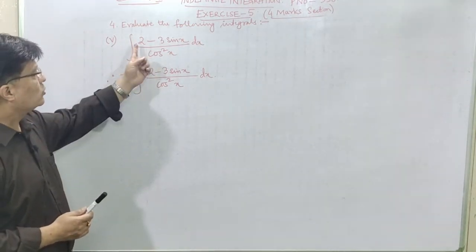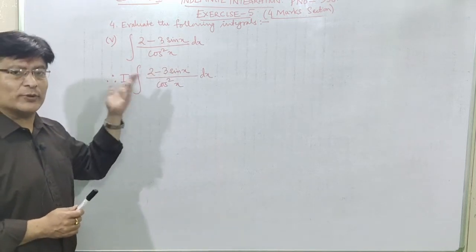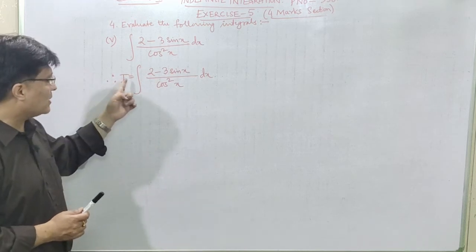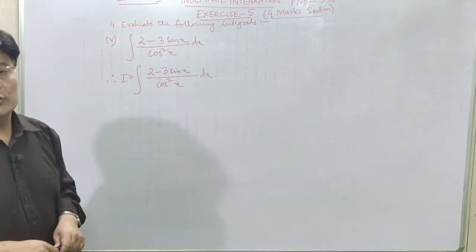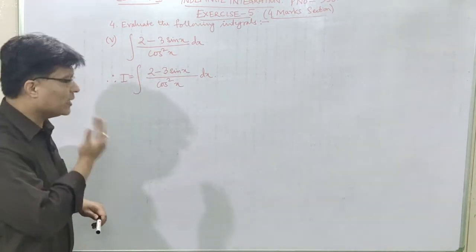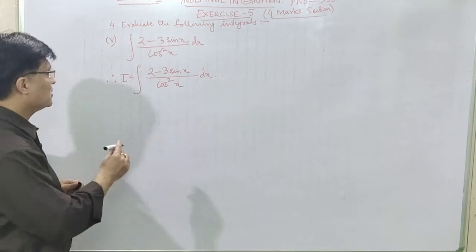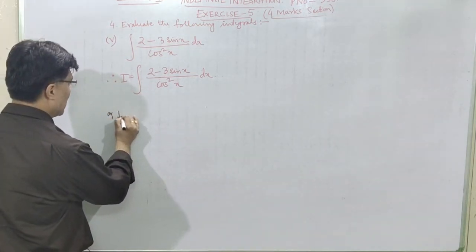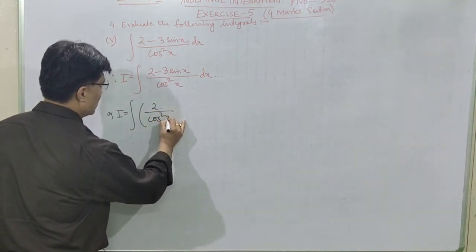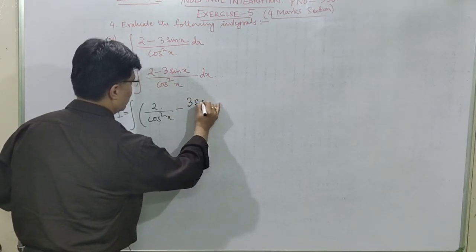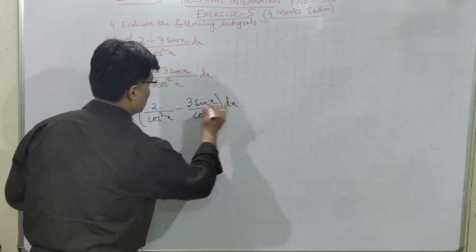You have to integrate (2 minus sin x) divided by cos square x dx. So let us write I is equal to, that means we are integrating it. So capital I is equal to integral of (2 minus 3 sin x) divided by cos square x dx. Now in this case, using the separation method, you have to separate the term here. So let us separate the term here, or I is equal to integration of, within bracket, 2 by cos square x minus 3 sin x divided by cos square x, bracket close, dx.